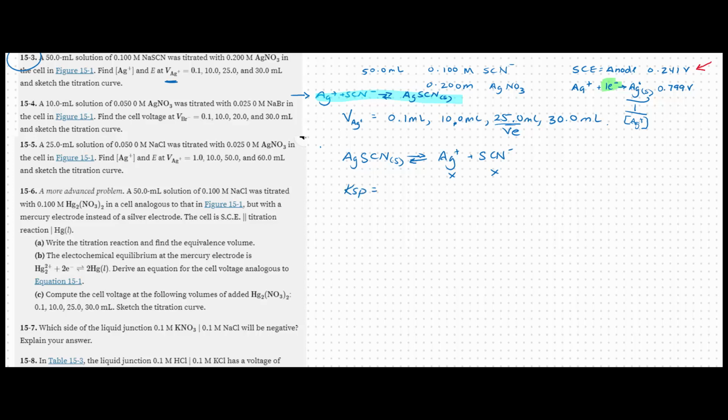So the KSP is 1.1 times 10 to the negative 12, and that's going to be equal to x squared. That's the concentration of the silver times the concentration of the thiocyanate. So the x value here is going to be equal to the concentration of the silver ion, which is what we need, and that's going to be equal to 1.0, and I have more digits, we'll just leave it in your calculator, times 10 to the negative 6 molar.